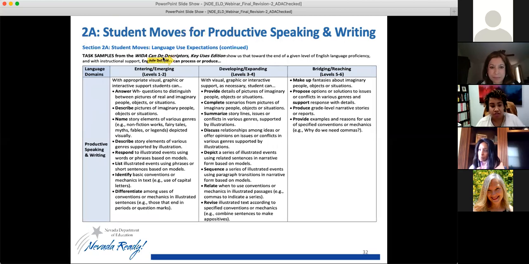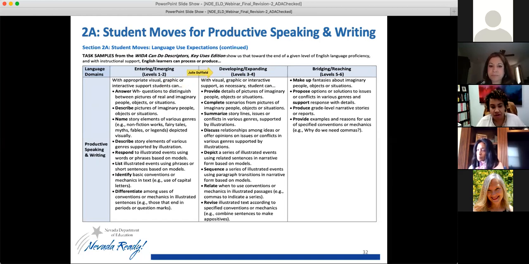For planning purposes, you would use these student moves like the previous slide. You would start in the middle, in the developing and expanding range, and move accordingly based on the levels. I'm sure that we can all agree many of our ELs struggle with these things, but not only our ELs, all of our students could really benefit from these supports. So it's important to know that it's helping all of your students and not just your ELs.